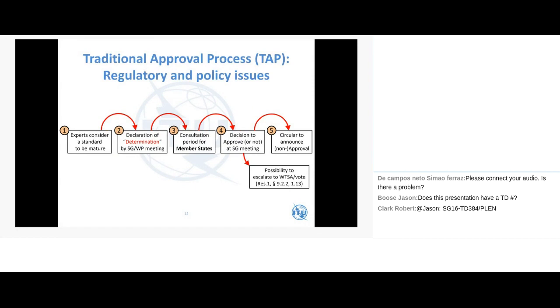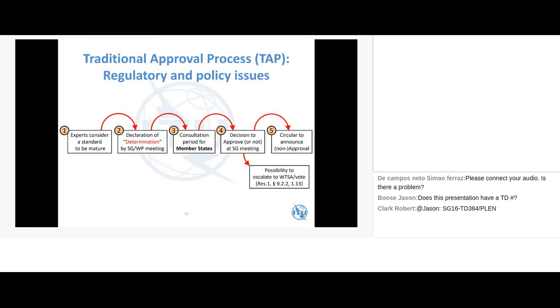In the current rules, after consent is taken, until it goes back to the study group, there is no possibility to change the process. The process can be changed either before consent is done or after it goes back to the study group. At that moment, it can be changed to TAP and then follows the normal rules: having a determination at that meeting, you have to wait until the next study group meeting. At that study group meeting, the member state can state their position, oppose the approval of the recommendation, and that blocks the approval.